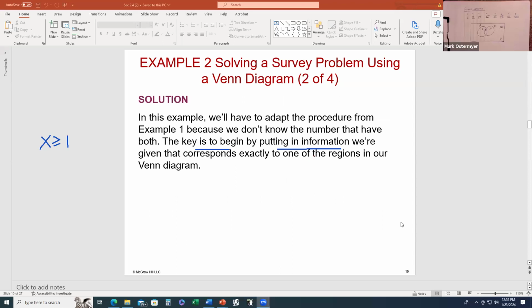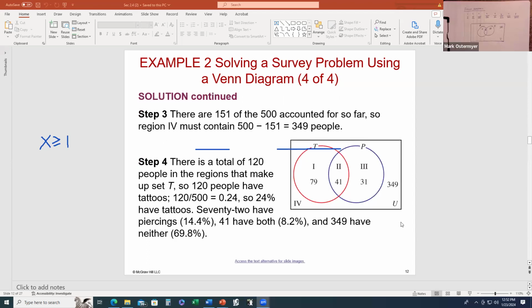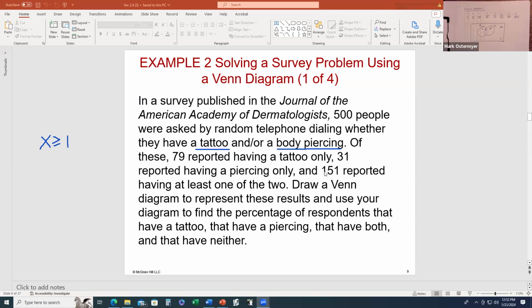So let's see if we can begin to put this together here. I got a question for you. Where would we begin with this word problem after we draw our Venn diagram with two sets? Always begin with the what? The intersection. That's right. Always want to try to begin with the intersection here. Okay, so tattoos and body piercings.